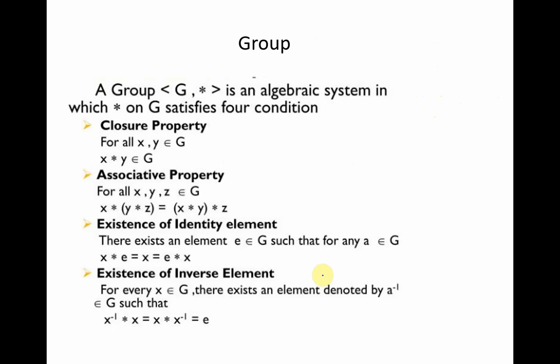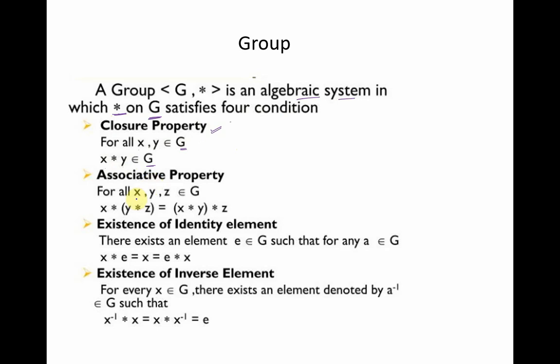So let's start. A group, to recap, a group (G, star) is an algebraic system or an algebraic structure in which the binary operation star on the non-empty set G satisfies these four conditions. Number one, closure property. What do we mean by closure property? If there are two elements x and y belonging to G, then the result of x and y being operated upon by this binary operation should also belong to G.